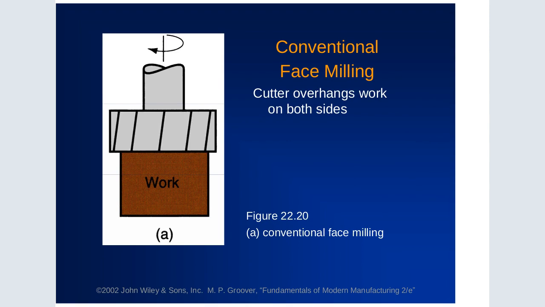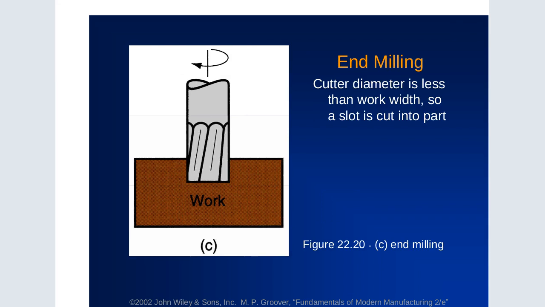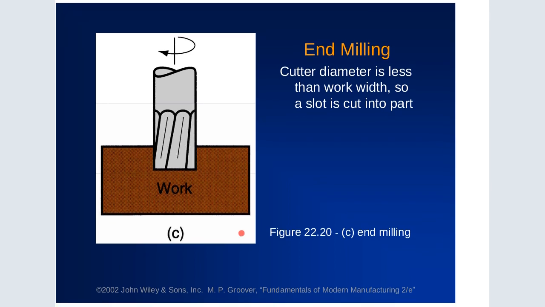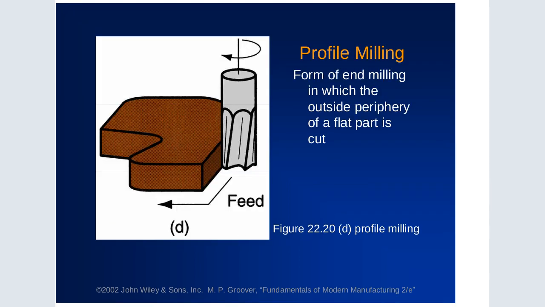Conventional face milling, the cutter overhangs the work on both sides. So a conventional face milling is there. End milling, that is the cutter diameter is less than the work width, so a slot is cut into the part.